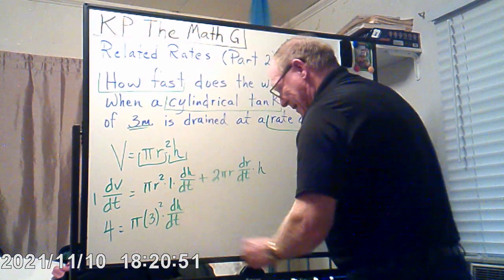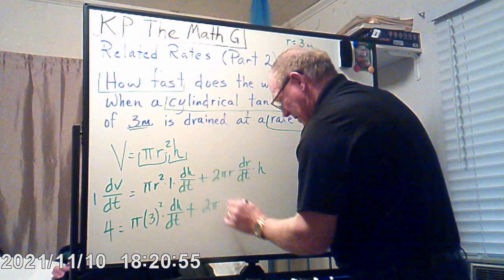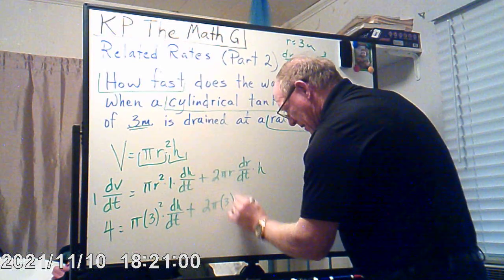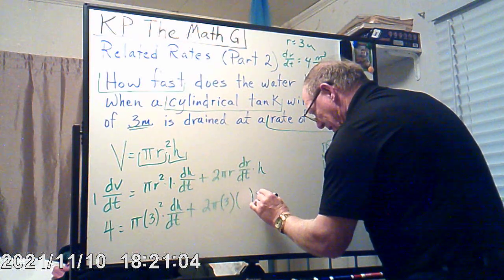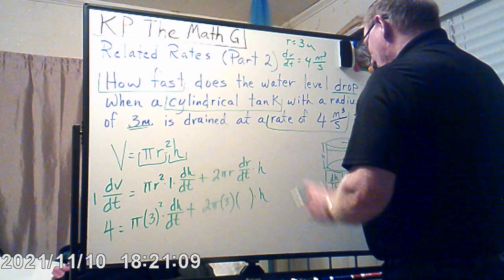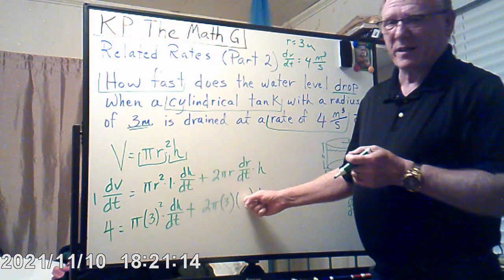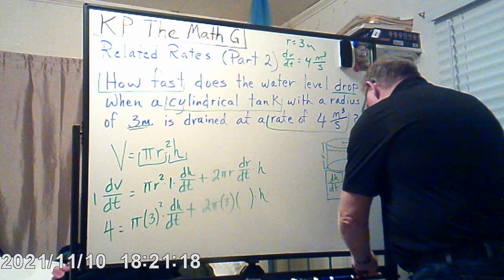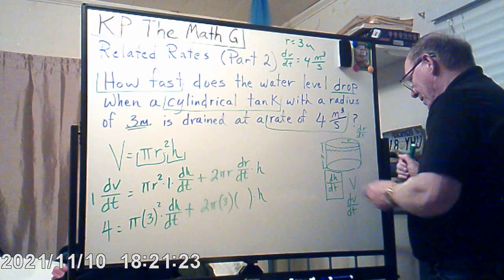Plus 2 pi r, which is again 3, dr over dt, and then times h. Well, we don't know how high it is. We weren't told anything about the height, but we are saved here because of dr over dt. Let's think about this just for a little bit. And let me step myself out of the way.